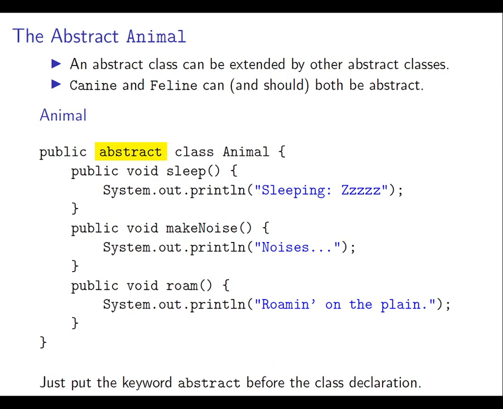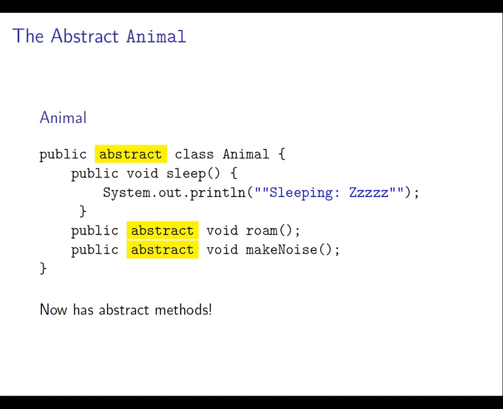An abstract class can be extended by other abstract classes, for example, canine and feline. Those should also be abstract. And we could make the methods abstract if we wished to. That's absolutely fine. It's up to us. It depends really on whether there is or is not a sensible default implementation. If there is a sensible default implementation, then it makes sense to make that be the implementation in the abstract class. If there isn't one, then don't put one.